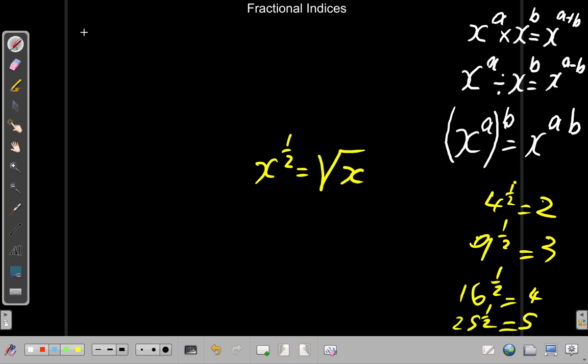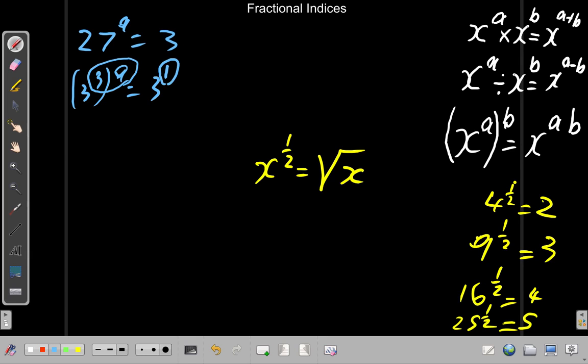Now suppose we say 27 to the a is equal to 3. 27 is the same as 3 cubed. So 3 cubed to the a is equal to 3. And then 3 is the same as 3 to the 1. If we look at the powers, the indices here, we have to multiply 3 by a. So it's 3 to the 3a is equal to 3 to the 1. But at the same time, we see that 3a is equal to 1. If 3a is equal to 1, then a is 1/3.